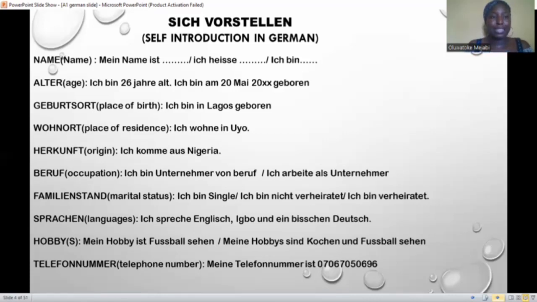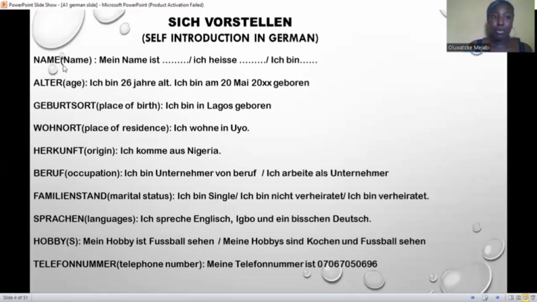So let's start with name. Now the thing is, German and English have lots of cognates. That's why it's easy for you to learn German. Yes, because they have lots of cognates. I know you hear, oh, German is hard. But look at some of these words. They're spelled exactly the same way, but they are not pronounced the same way. So take note of your pronunciation. So here we have Name, name.